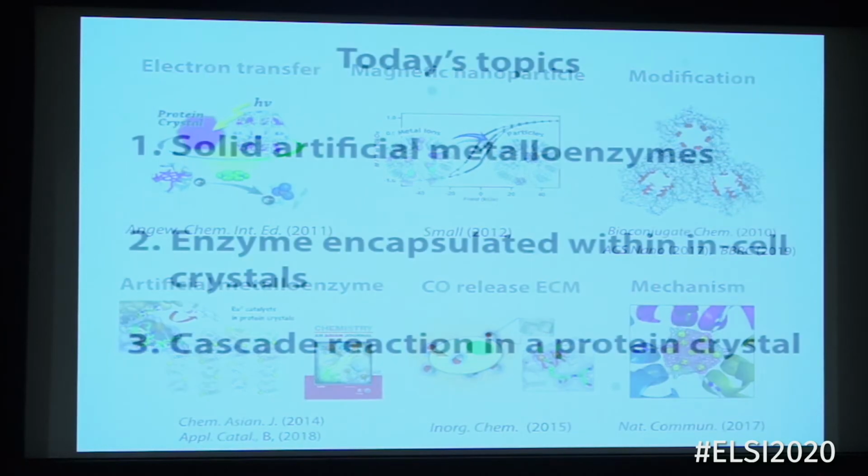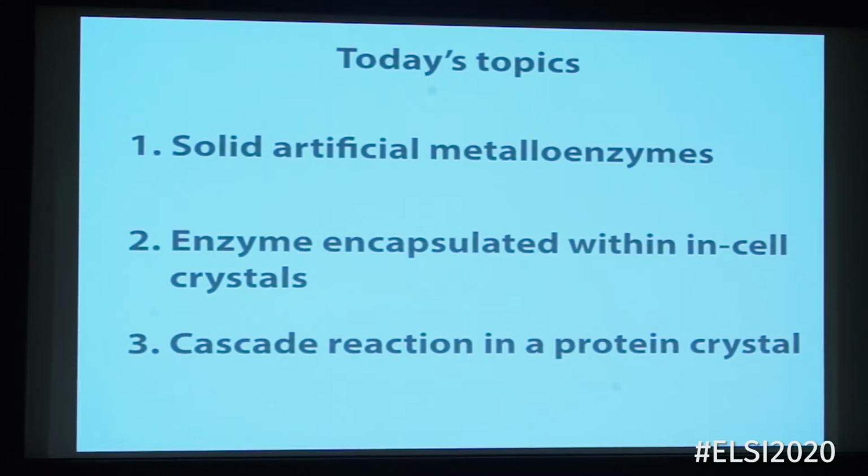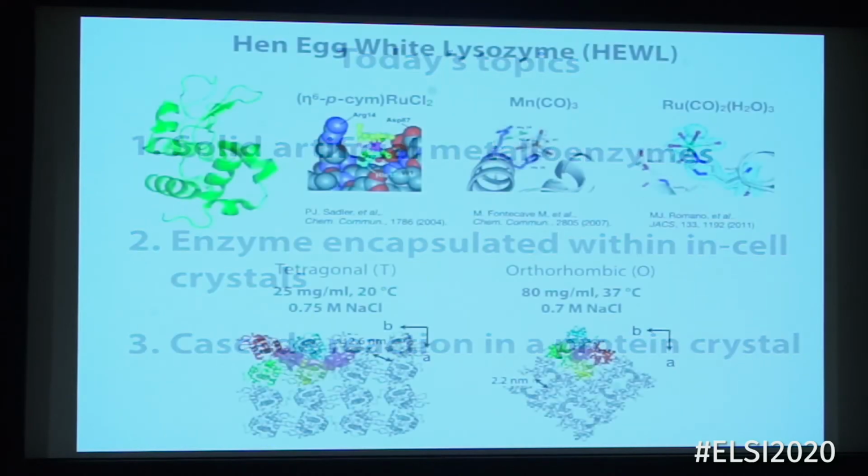So today, I will talk about the current research progress related to the protein crystal as the molecular scaffold for catalytic design. The first one is the basic part of my motivation for this research project, the preparation of solid artificial metalloenzyme. The second one is the enzyme encapsulated within the in-cell protein crystal. Then finally, I will introduce our latest unpublished results, designing a cascade reaction in a protein crystal. Let's move to the first topic.